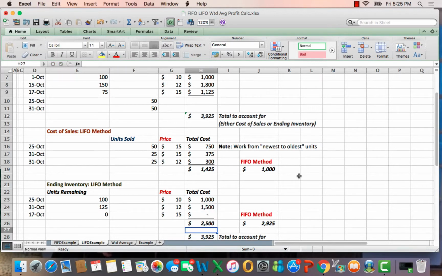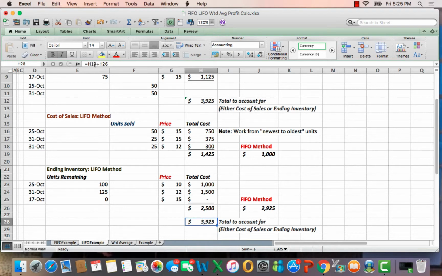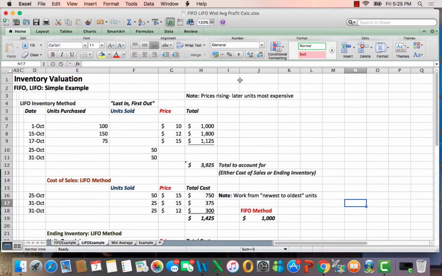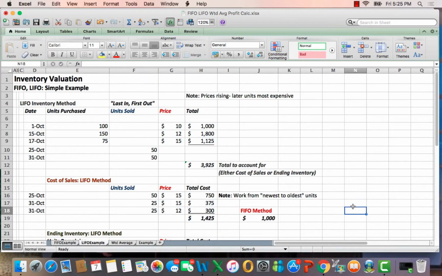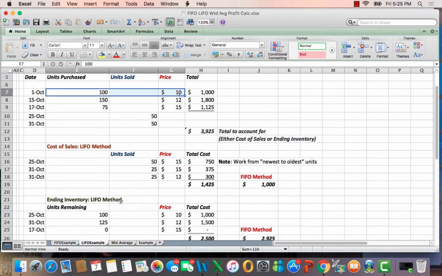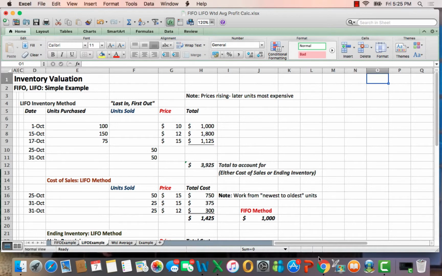Now you can check your work, because if you add up cost of sales, total in blue, and ending inventory, total in green, you get the total units you need to account for, the $39.25, which matches at the top. So what we've talked about here is an inventory valuation question. LIFO, last in, first out, assumes that prices are rising. Cost of sales, we sell the newest units first. What's left in ending inventory? It's the oldest units. So that's how LIFO, L-I-F-O, inventory valuation works.